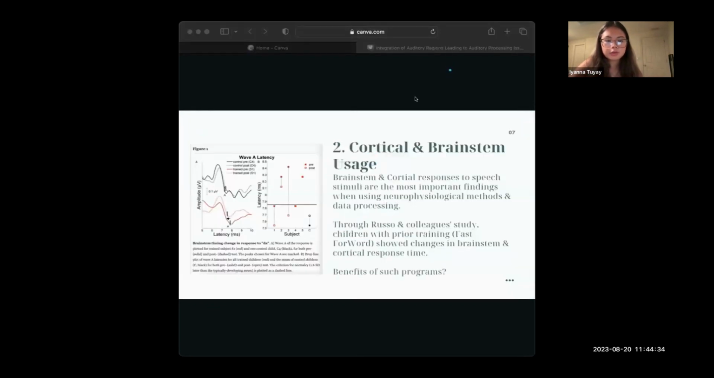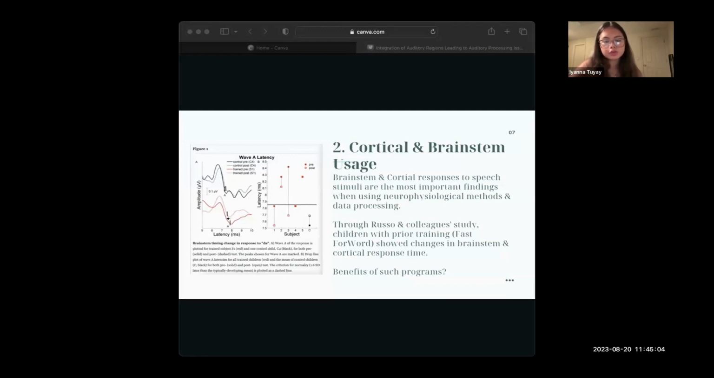The second topic will be about cortical and brainstem usage. And brainstem and cortical responses to speech stimuli are the most important findings when using neurophysiological methods and data processing to make relations to language impairments and auditory processing deficits. Russo and colleagues conducted a study analyzing brainstem and cortical responses to speech stimuli from children who've completed a training program that trains language through games.